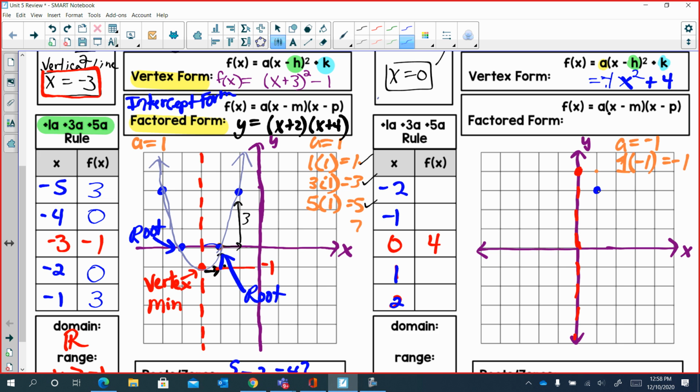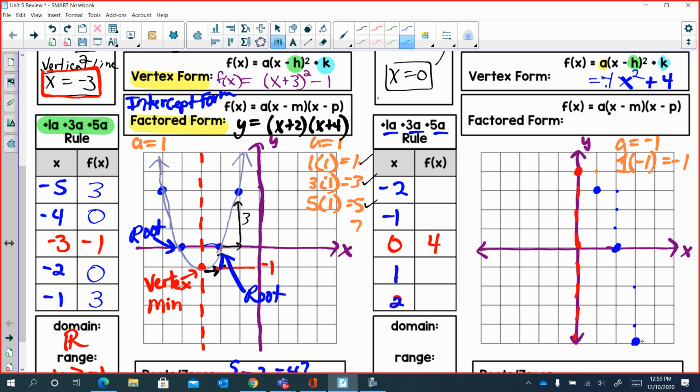So it goes 1, 3, 5. That's our pattern. So now from this point, count over 1, and now we're going to have to count down how many? Because we're doing 1, 3, 5, we count down 3. 1, 2, 3. There's that point. Yes, we count down 5. Go over 1. Now count down 5. 1, 2, 3, 4, 5. There's that point. Okay.